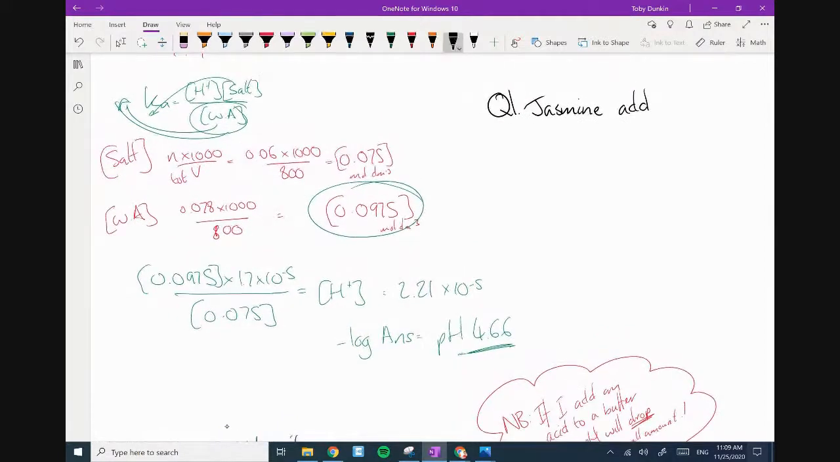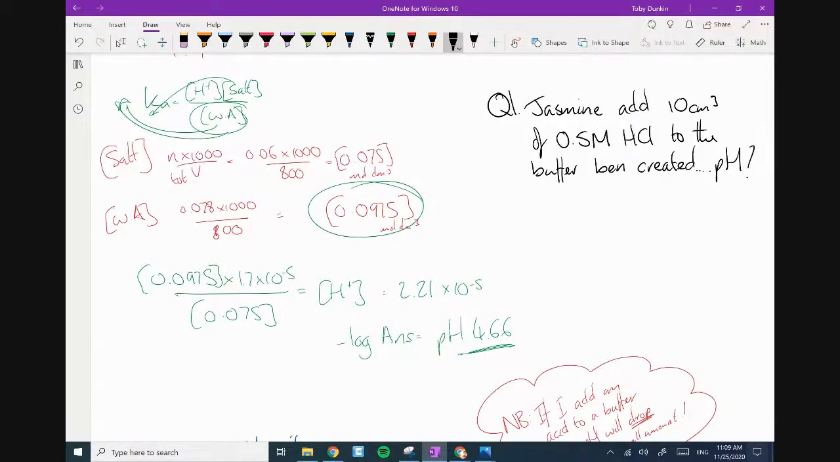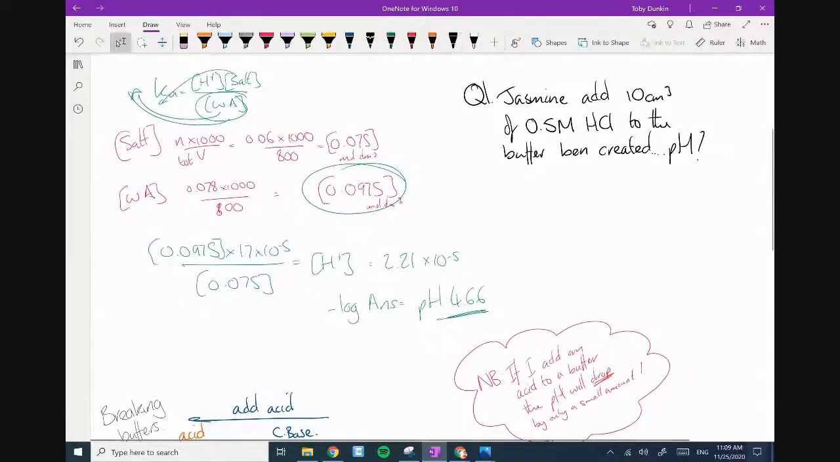Jasmine adds 10 centimeters cubed of 0.5 molar HCl to the buffer Ben created. New pH? That's it, guys. That is the breaking buffer question. Okay, let's see how we now tackle this.